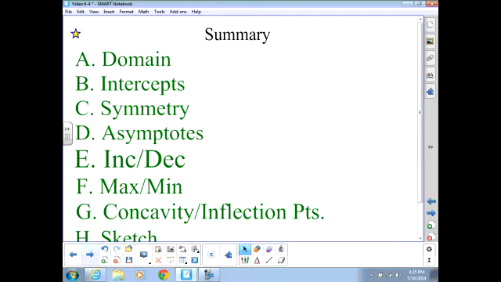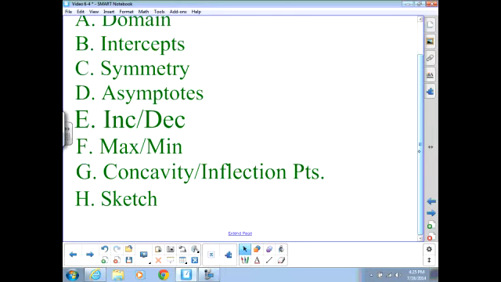Look for your asymptotes, if you have any horizontal or vertical asymptotes. And then the more recent stuff, do your first derivative, do your increase-decrease test, check for maxes and mins. Do your second derivative, do your concavity, and find any inflection points, and then we'll sketch the graph.